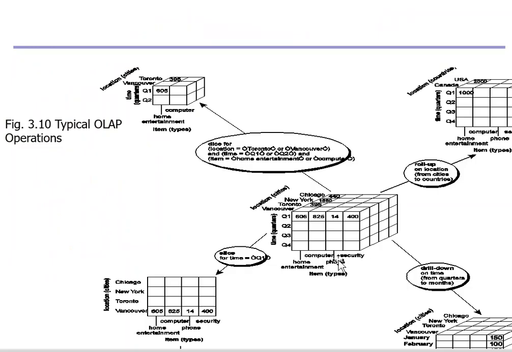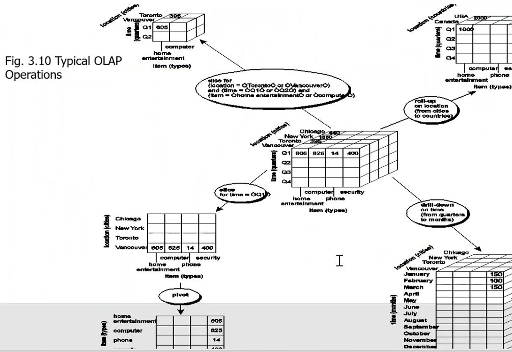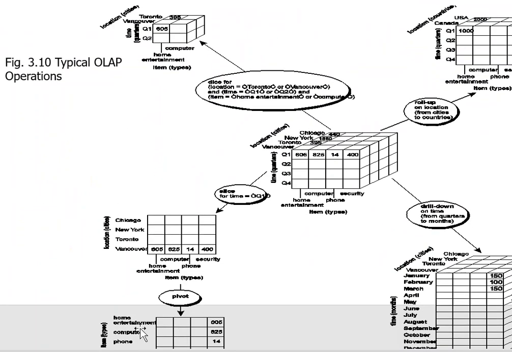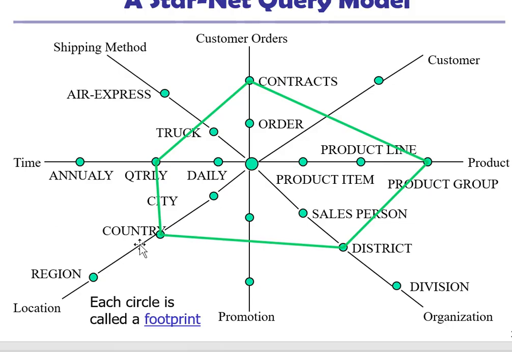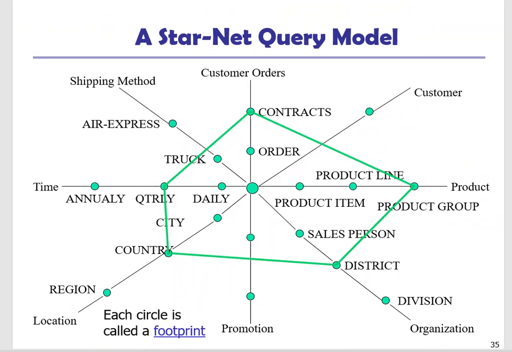In this example, a pivot operation is just to transpose this one slice from location by item to item by location matrix. So in order to support, let me try to reorient this a little more.